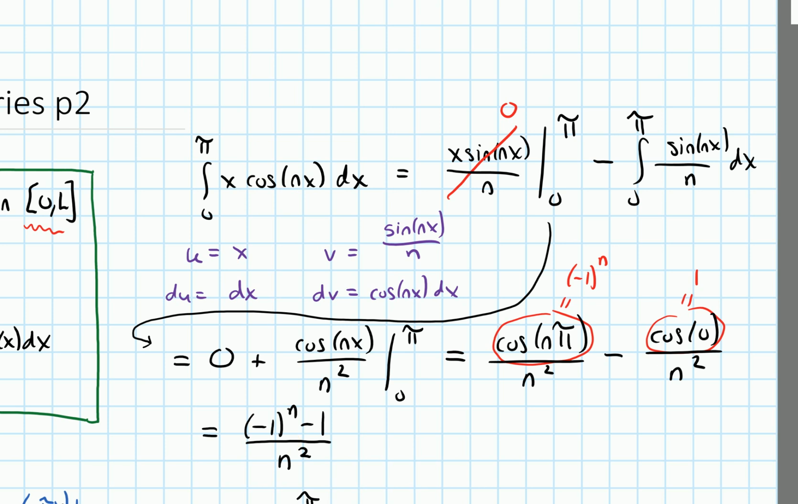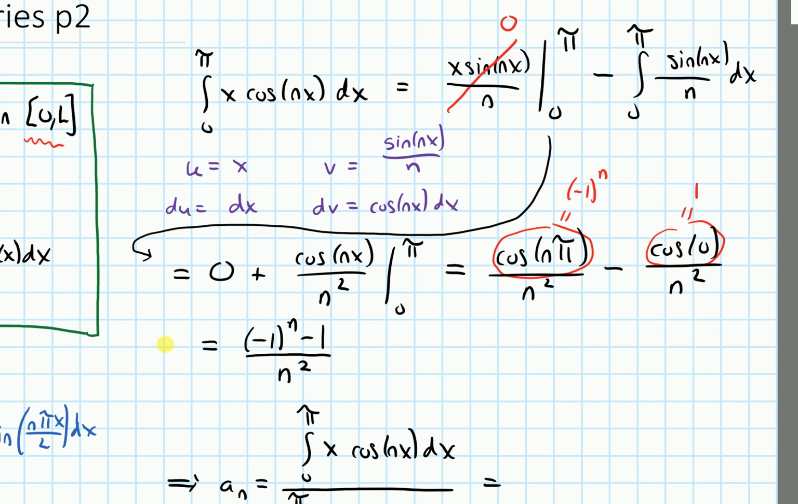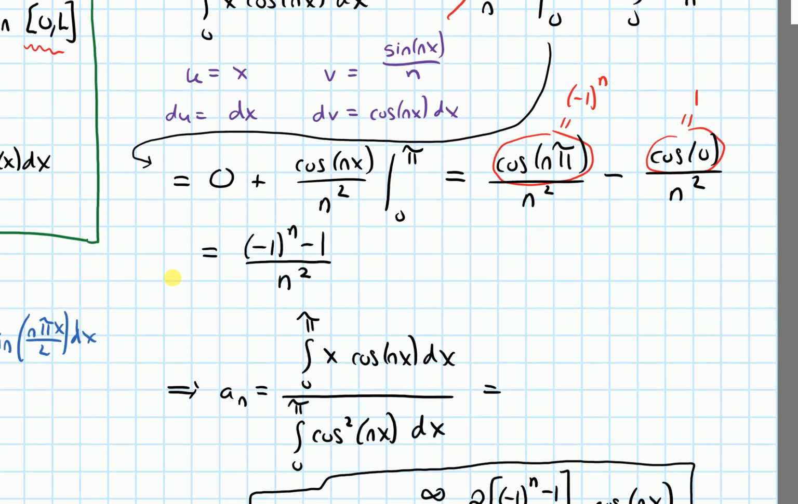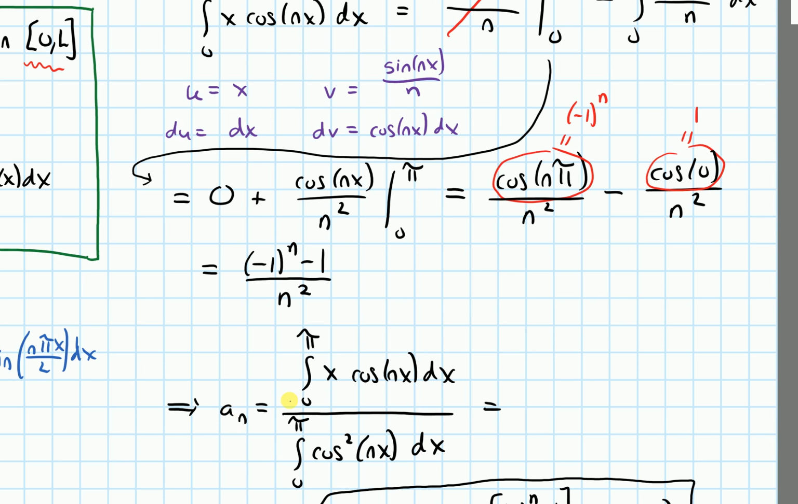All right, so we are ready to plug that back into our expression for a sub n. So let's remind ourselves, a sub n was this fraction here. We've now figured out what the numerator is. So the numerator here is going to be negative 1 to the n minus 1 over n squared. That's what we're plugging into the numerator. And then this integral on the bottom, we had worked that out already as well. That was pi over 2. This is what we got using our computational tool.